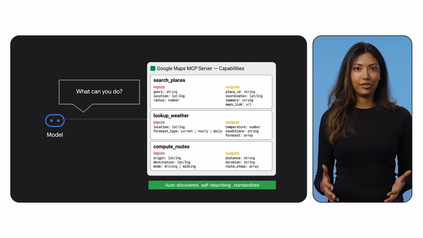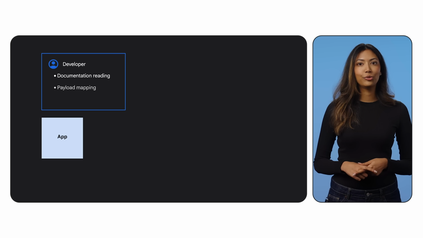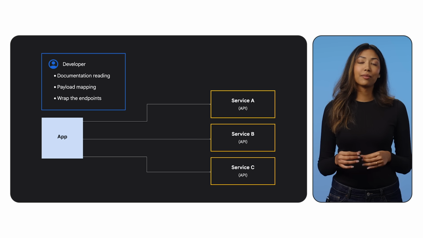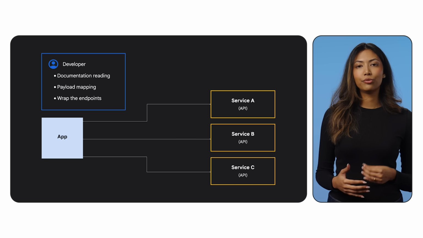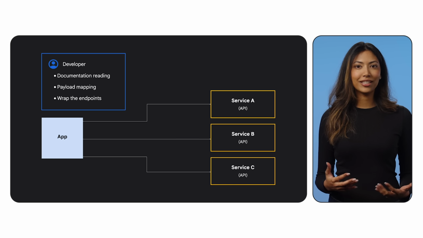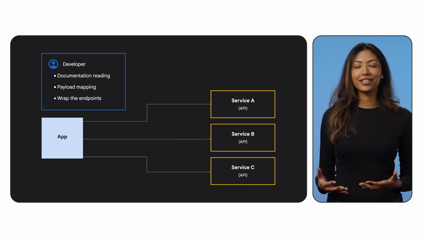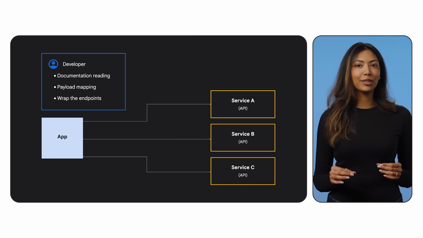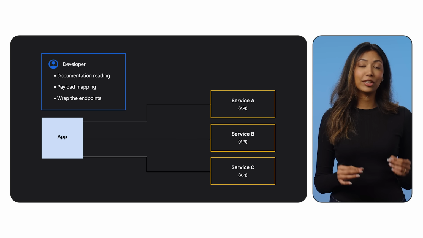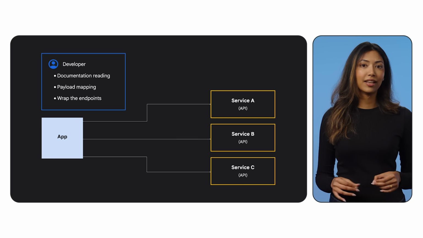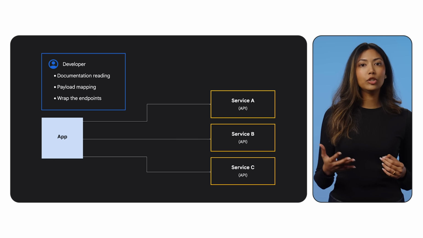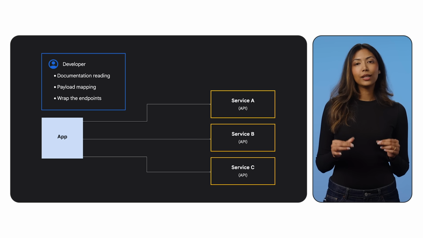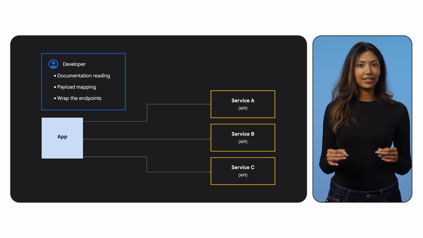It's all standardized. Compare that to an API, where every single integration is bespoke. You need a developer to read the docs, map the payloads, and manually wrap the endpoints. So MCP abstracts that away. This means instead of building 100 custom integrations, you build one MCP interface and every compatible model can use it instantly. That's why people are calling MCP the plug-and-play layer for AI systems.